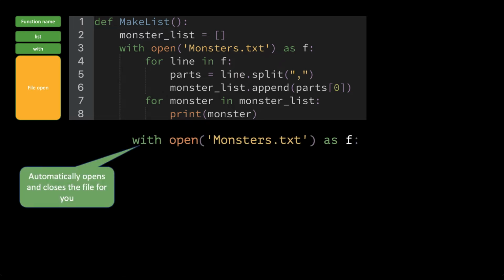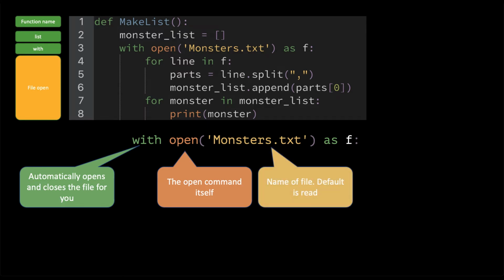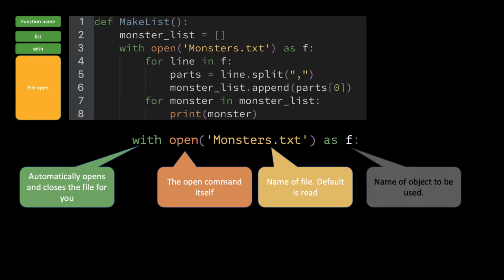So the with part is the part that automatically opens and closes the file. The open command is very similar to any older Python you've seen. It does the opening. Then you have the name of the file. If you don't put anything here, by default it's read. And if at all possible, if you don't need to save to the file, you should always read, because then it is not going to try and write or cause any problems that we've seen earlier. And finally, the name of the object that it's going to be put in. And you can see how it goes through that list.